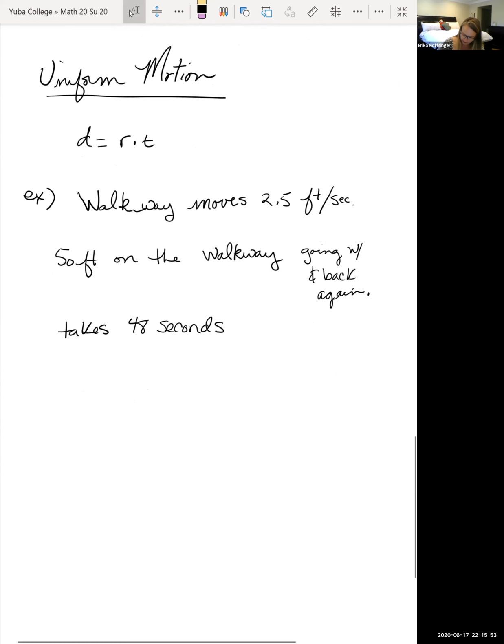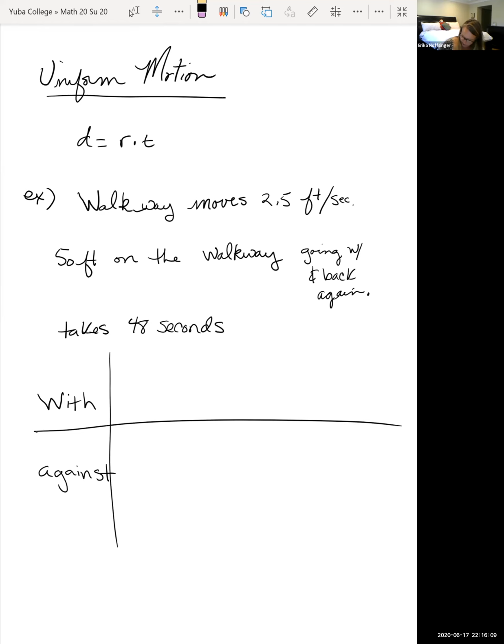Okay, so we got two things. We got with the walkway, and we got against the walkway. We got time, we got distance, and we got rate. Maybe I didn't set this up the best, but it's okay.